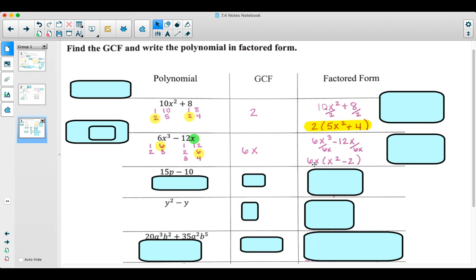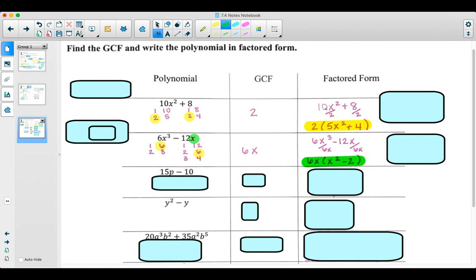It doesn't magically disappear. To figure out what's remaining inside the parentheses, I divide the coefficients, the numbers in front, and I subtract the exponents with the same base. So 6x to the third divided by 6x gets me 1x squared, or x squared. 12x divided by 6x gives me that 2 because the x's cancel. So my final answer in factored form is 6x times the quantity x squared minus 2.